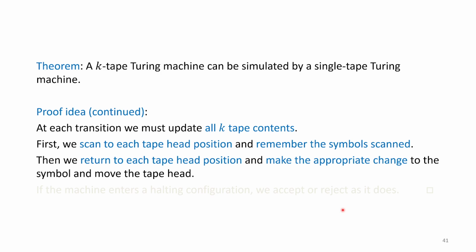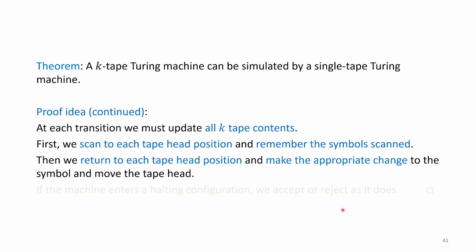You're supposed to write a symbol. So I'm going to overwrite the current symbol with a new symbol. And then also you're probably going to move left or right. So I'm also going to have to move that little dot symbol to the left or the right for you. I'm going to do that for all K of my K tape heads. After I've done that, I will have updated the configuration that we have encoded on our tape exactly one step of our K tape Turing machine.